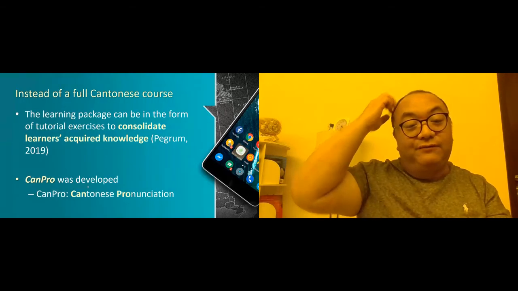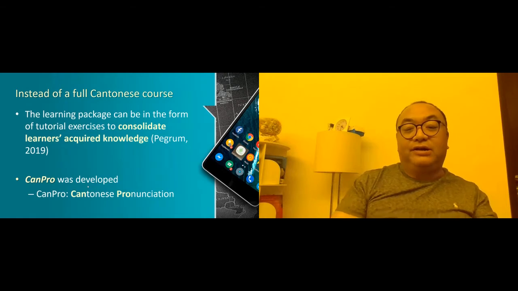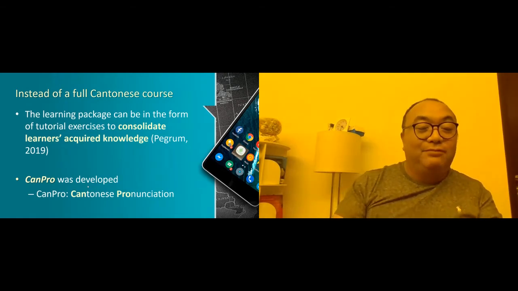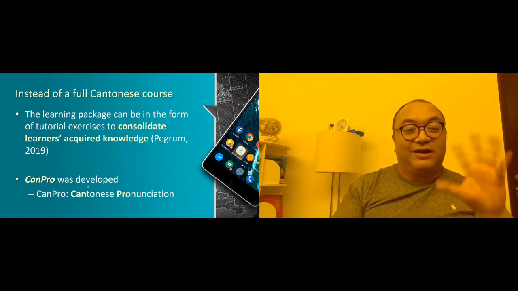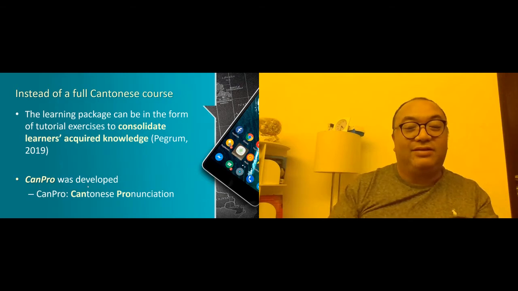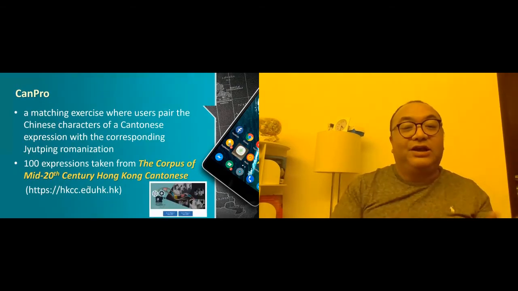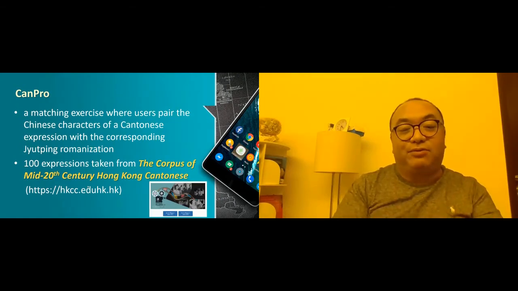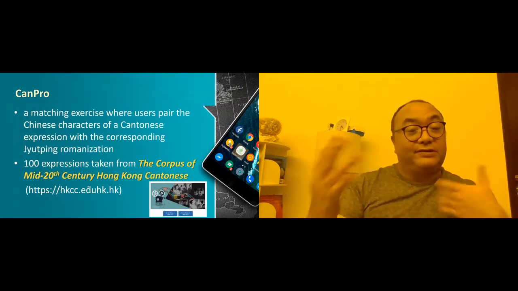So that's why we have the CanPro mobile app. As I said, CanPro stands for Cantonese pronunciation, but it can also mean that after using the app, you can pronounce Cantonese. All right, so "Can" can stand for Cantonese or "can". The idea is very simple. It's a matching exercise where users pair the Chinese characters of a Cantonese expression with the corresponding Yuping romanization. So it's a matching exercise.